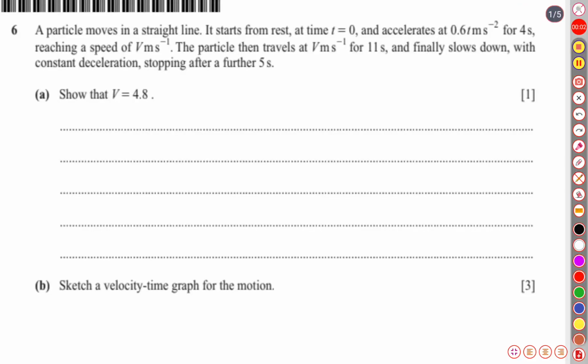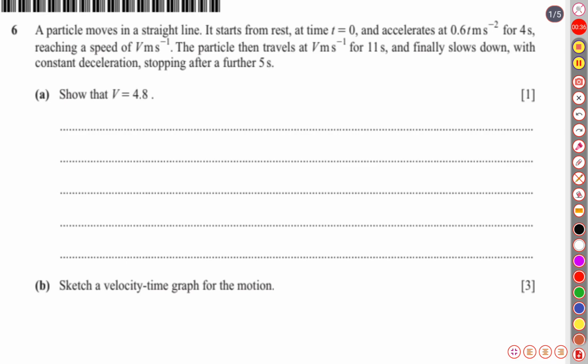Well, question number 6 says a particle moves in a straight line. It starts from rest at time t equal to 0 and accelerates at 0.6t meters per second squared for 4 seconds, reaching a speed of v meters per second. The particle then travels at v meters per second for 11 seconds and finally slows down with constant deceleration, stopping after a further 5 seconds. Show that v is equal to 4.8.